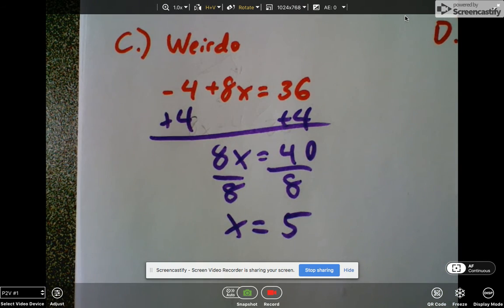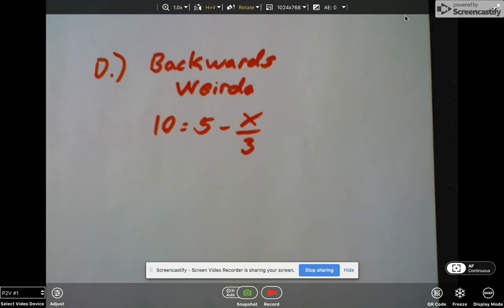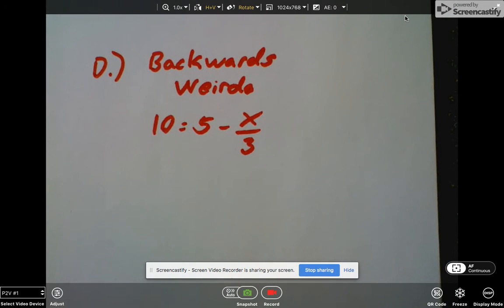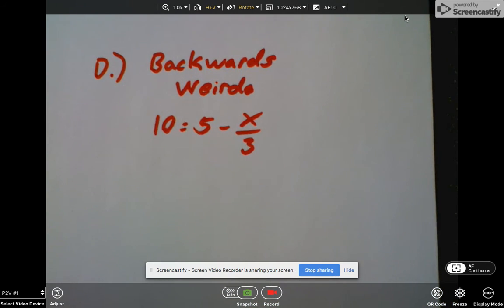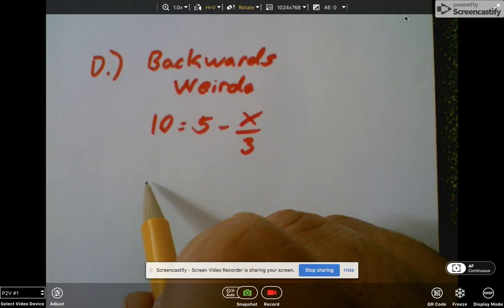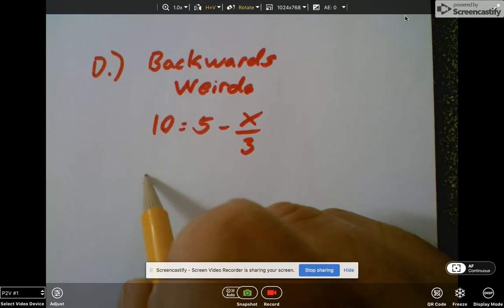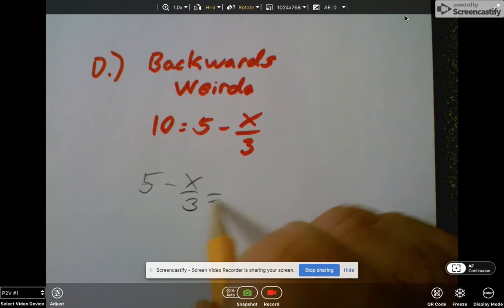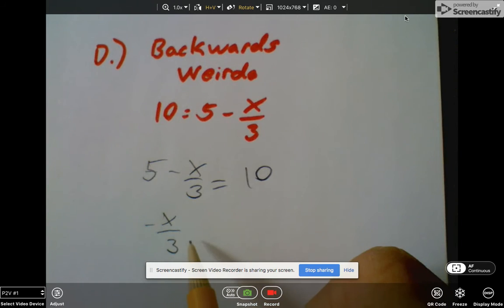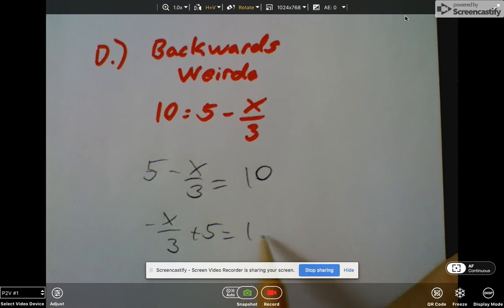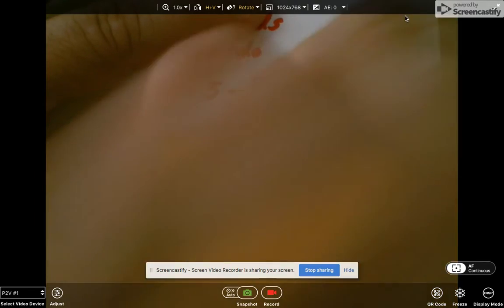And then in our last example, example D, it's a backwards weirdo problem. So in a backwards weirdo problem, you can see that the x is on the right side, which we don't like, and there's a 5 here instead of it being over here. So again, don't write this down. If this was 7th grade, maybe you would change this over here and put 5 minus x over 3 equals 10. And then you don't like that it's backwards, so maybe you'd put negative x over 3 plus 5 equals 10. But we're not going to do any of that.